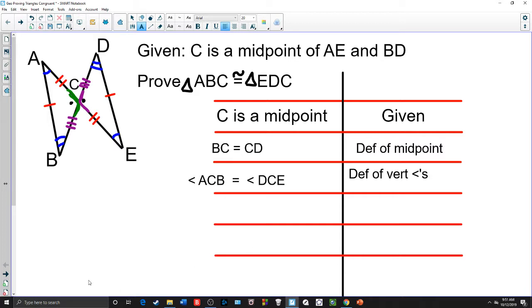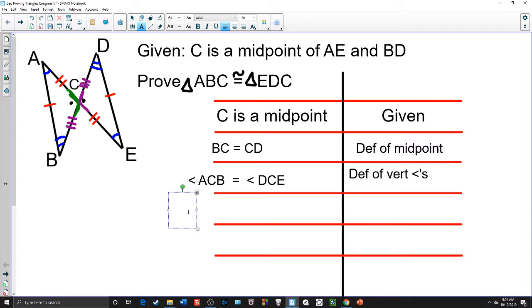Some of you might have thought that first rather than vertical angles, but either one is correct. As I said, there's usually multiple approaches on how to prove something. So now we have all our sides matched up at least. Here and here, there's congruent. Here and here, there's congruent. Here and here, there's congruent. We have all our angles matched up, so A and E, B and D, and then C here and C here, so ACB and DCE. So we have all three sides matched up. We have all three angles matched up.